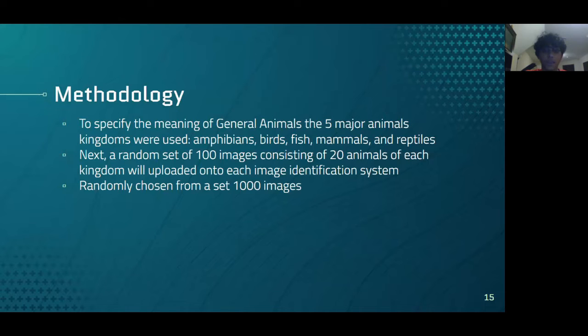This 100 image set had 20 images of each type of animal from each major kingdom. These randomly selected images were chosen from a set of 1,000 images of different amphibians, birds, fish, mammals, and reptiles respectively. Each image in these 1,000 sets was assigned a number from 1 to 1,000, and using a random number generator, 100 of these 1,000 images were selected to determine the effectiveness of each artificial intelligence system.